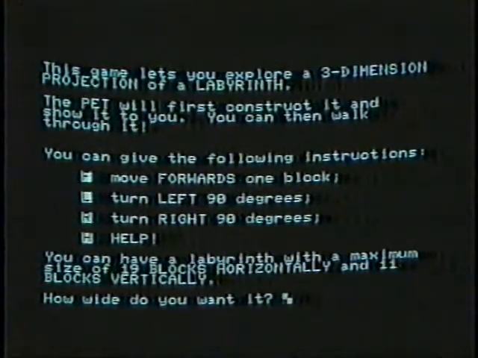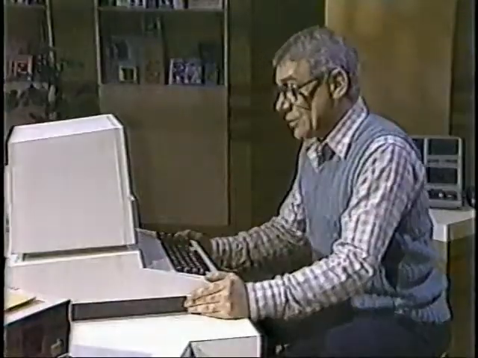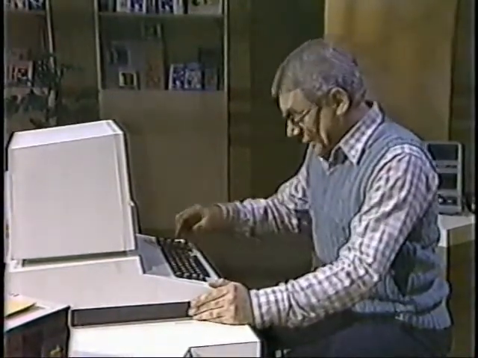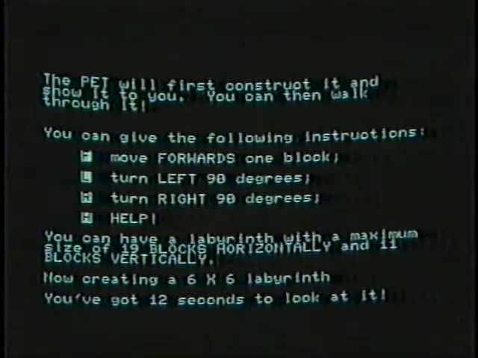You can have a labyrinth with a maximum size of 19 blocks horizontally and 11 blocks vertically. How wide do you want it? Okay, well, let's say 6. How deep? We'll try 6 again. You've got 12 seconds to look at it. Okay. Now we have to enter there, and I turn right, straight up. Oh, that's going to be a tough one. Okay. Right. All right, so first we have to enter in there, and then it's a right turn. And forward.